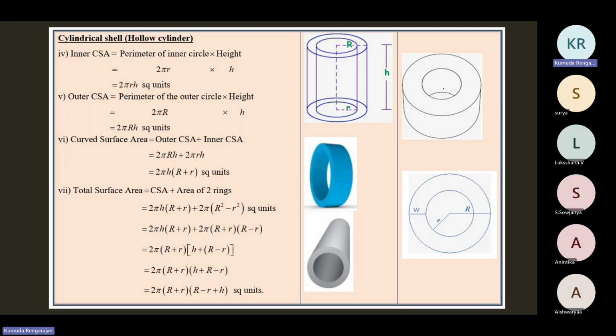So there are 4 surfaces available to be painted. One is the inner curved surface area. Then the outer curved surface area. Then this ring on the top. And similar to this, there'll be a ring at the bottom.